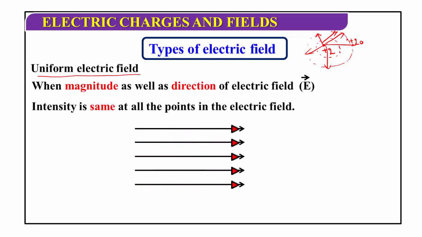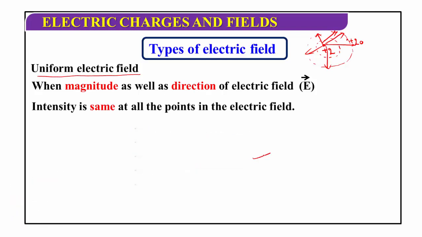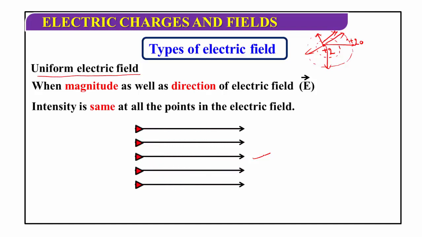The uniform electric field lines are graphically represented like this. Here this is the graphical representation of the uniform electric field lines. The uniform electric field lines are always moving in a straight path, equidistant and parallel with one another.